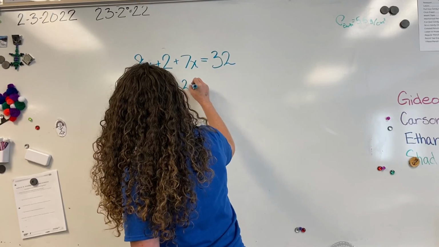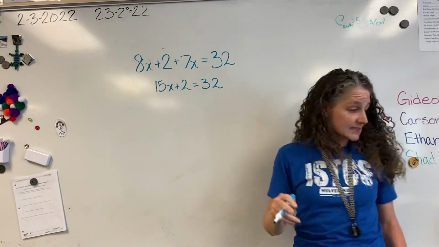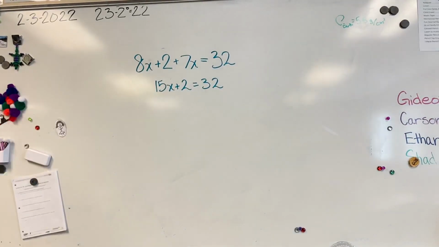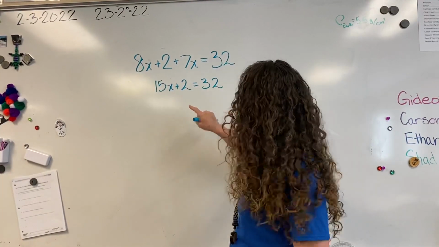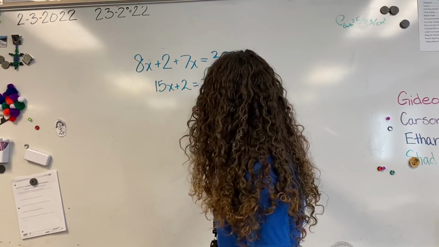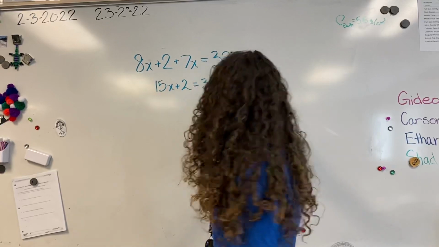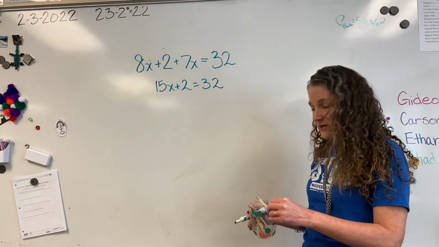Plus 2 equals 32. Now what do I want to do? What do I want to do now? I've got 15x plus 2 equals 32. I have numbers over here, and I have numbers over here. I have x over there. I have no x over here. So what am I going to do?